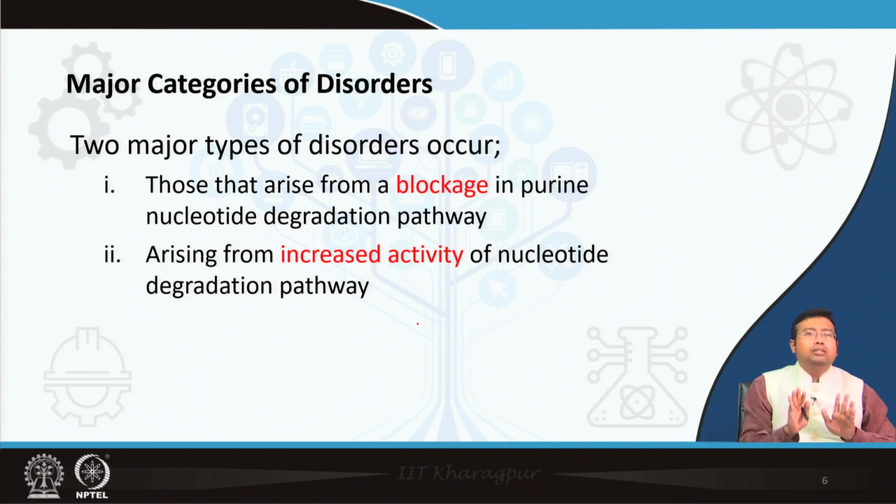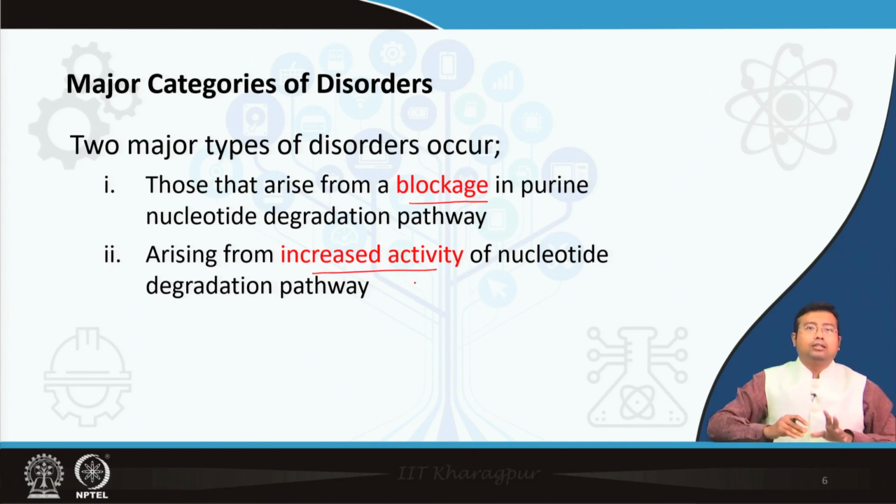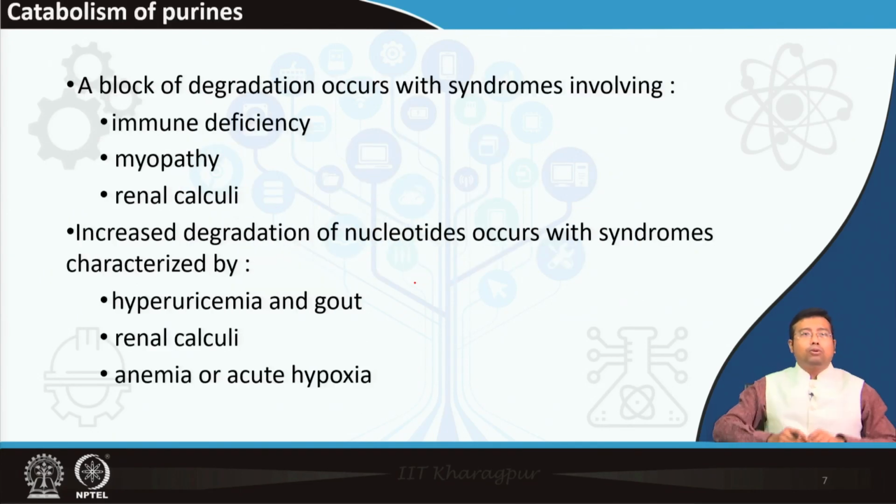So, two types of disorder may happen, right. One may arise from blockage in the purine nucleotide degradation pathway, when you are considering the catabolic disorders of purine, right. So, when purine is blocked from degradation. Next is increased activity of nucleotide degradation. So, either it is blocked from degradation or there is increased activity, I mean there is excess production of waste products of purine, alright. So, under these two headings it may be classified broadly. We will again be looking into the mechanism.